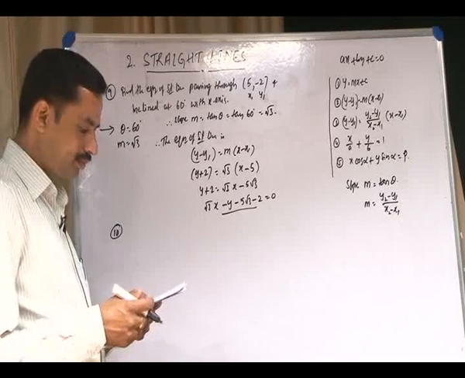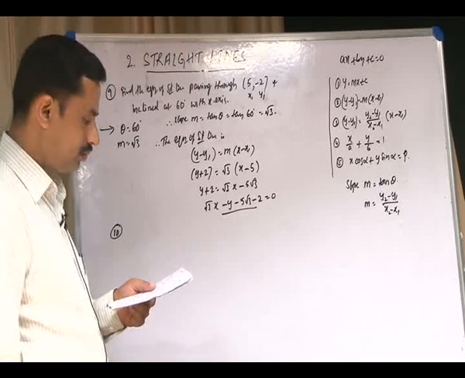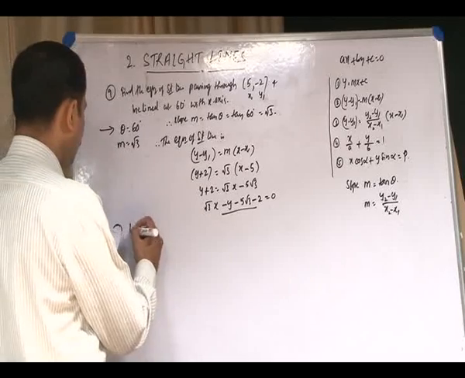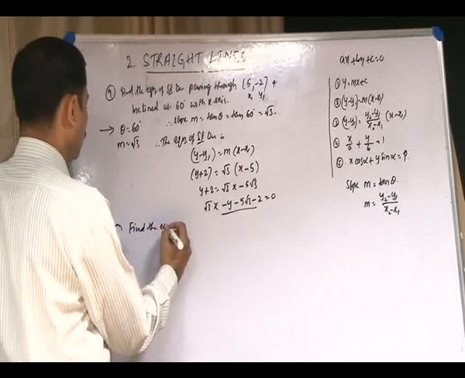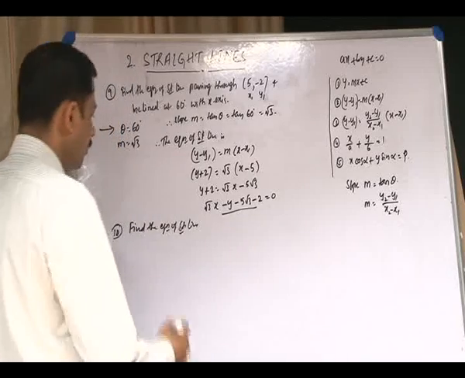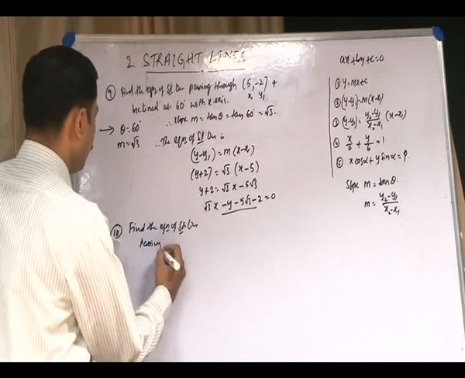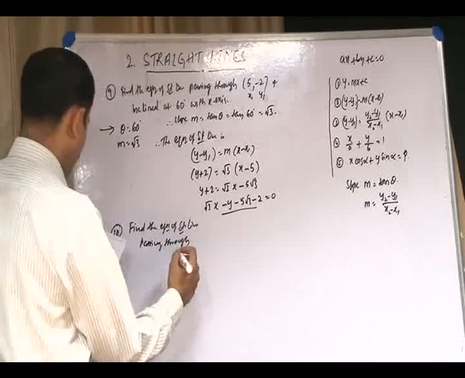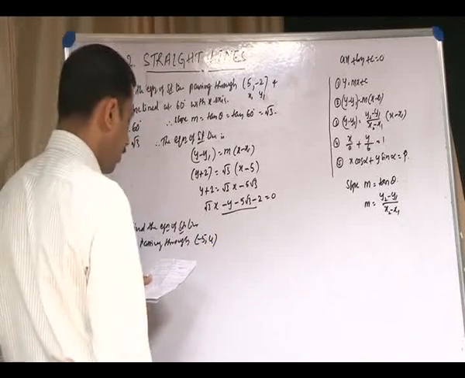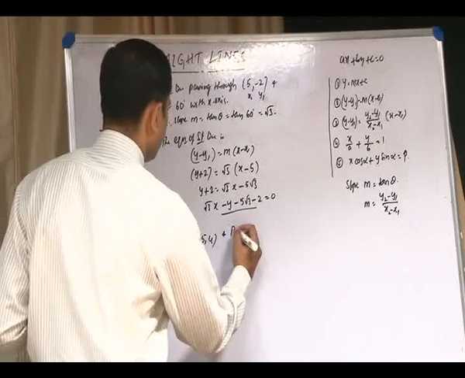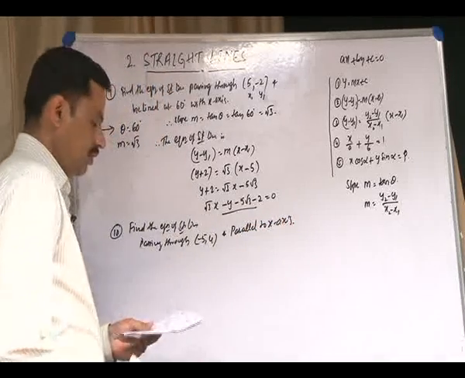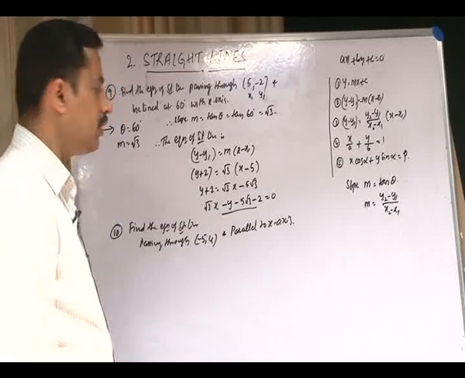Next problem. Find the equation of straight line passing through -5, 4 and parallel to x axis. So here the straight line is parallel to x axis.